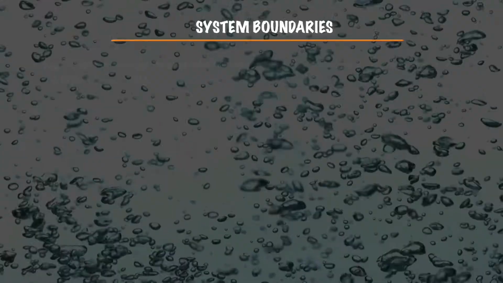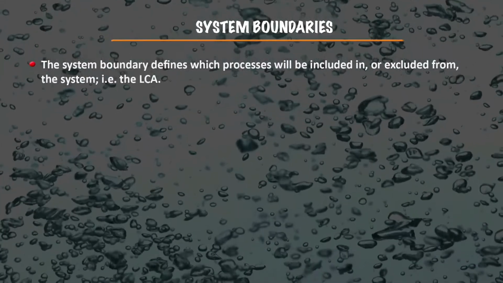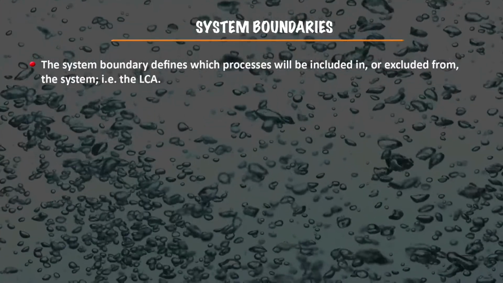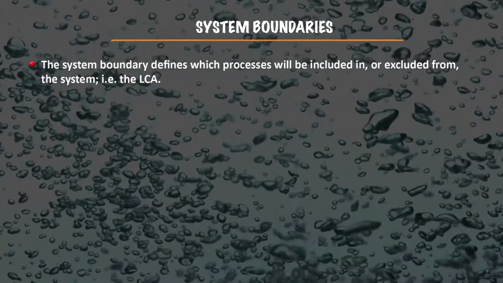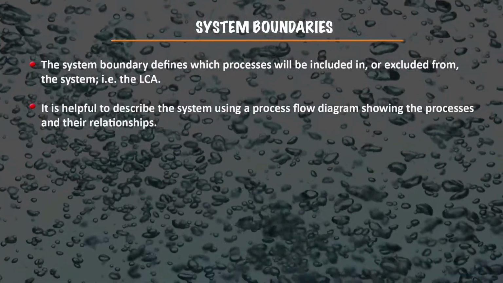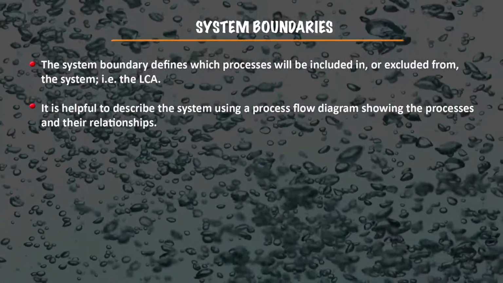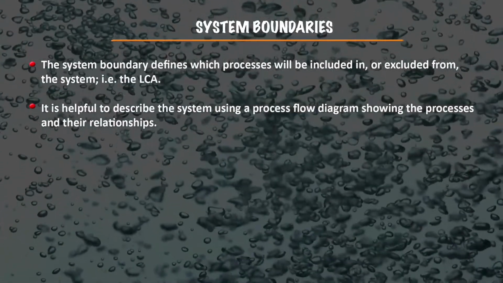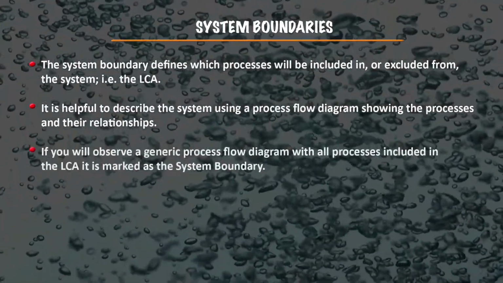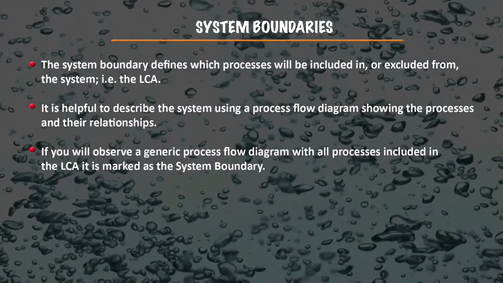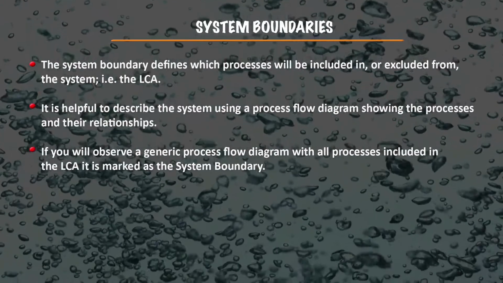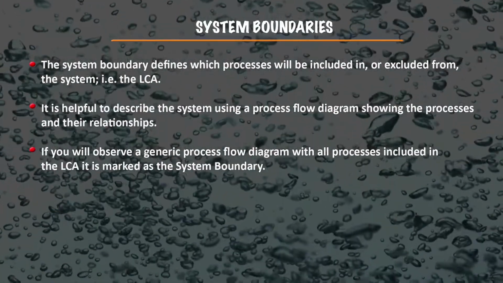And the next that comes into the picture is system boundaries. The system boundaries clearly define which processes will be included in or excluded from the system. In life cycle assessment, it is helpful to describe the system using a process flow diagram showing the processes and their relationships to each other. If you observe a generic process flow diagram, all processes included in the LCA are marked as a system boundary.